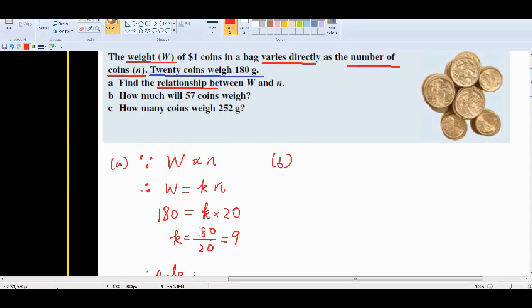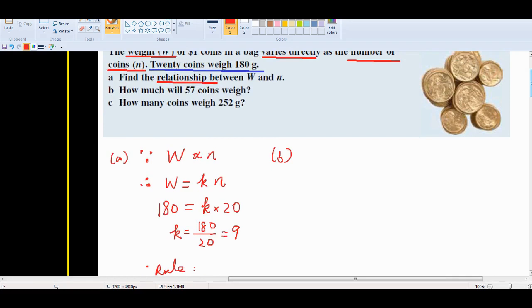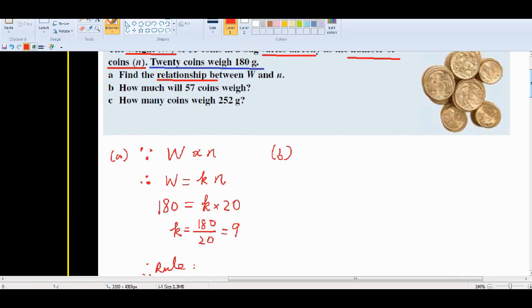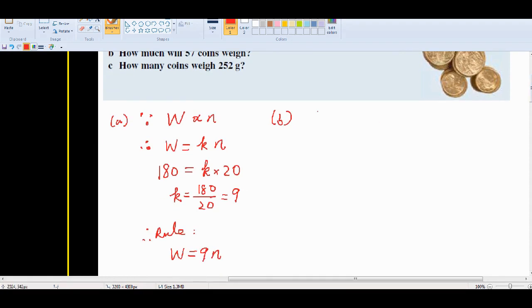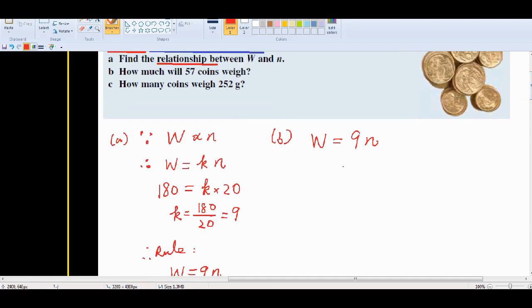Part B: how much will 57 coins weigh? This time they give you n, and we are going to find W. Remember we have that rule, which will be very useful. You have 57 coins, that means n equals 57. You need to find the weight W. It would be like this, and that's 513 grams.